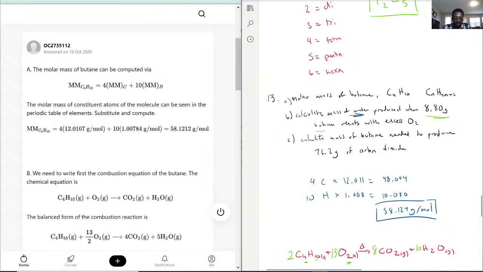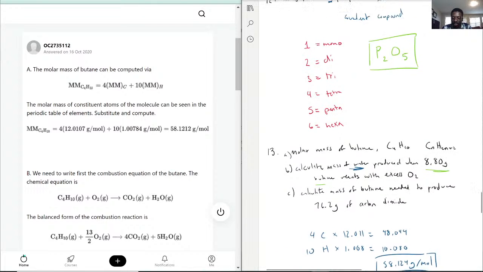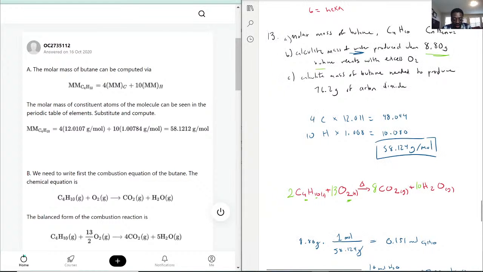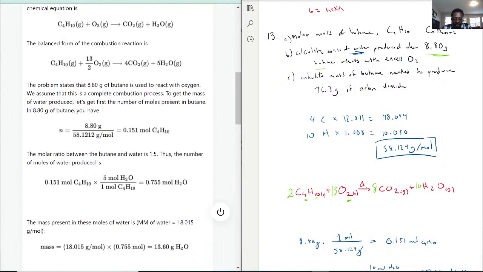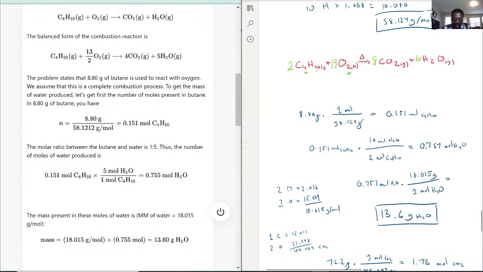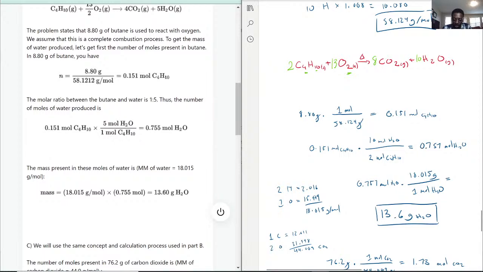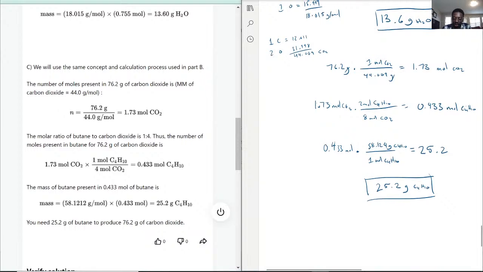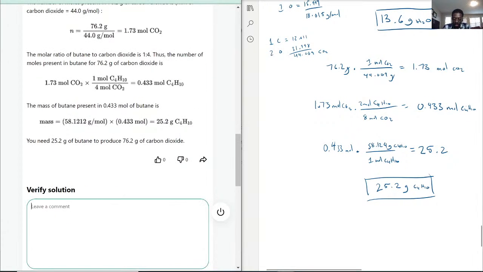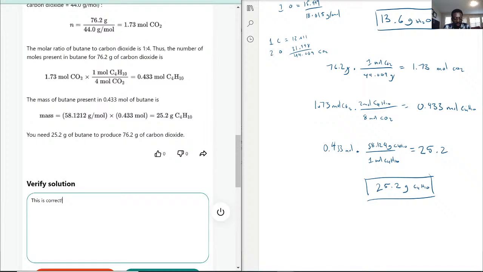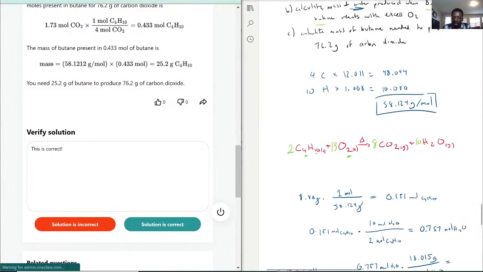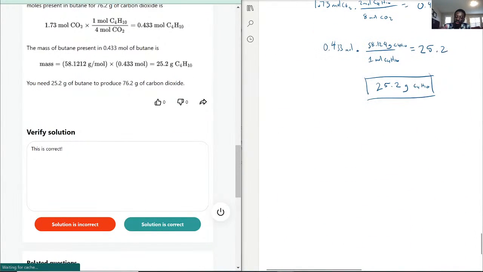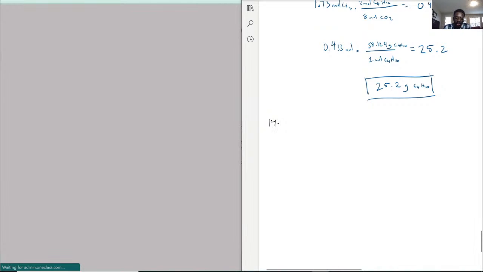Okay, so let's see how we did. Exactly, we definitely got that molar mass part correct. 58.12, slightly different because they have different values for their oxygen and carbon. So with that being said, as we do our work, yep, they got 13.6 grams of water, which is good. And for their carbons, as they're breaking it down, they also got 25.2. Perfect. So with that all being said, this is correct. Okay, and that is for question 13. So now we're officially moving to question 14.